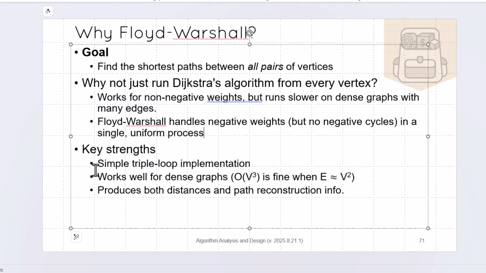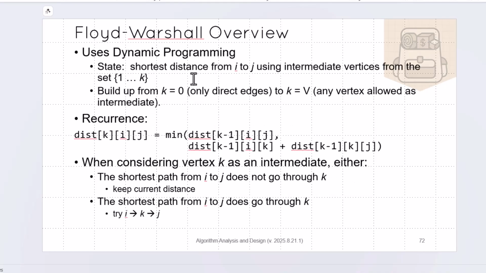Key strengths are that it has a simple triple loop implementation, works well for dense graphs, and big O of the number of vertices cubed is fine when the number of edges is approximately v squared as far as density is concerned. So it produces both distances and the path reconstruction info. So it's very, very good for that. It uses dynamic programming. Okay, so the shortest distance from I to j uses the intermediate vertices from the set 1 through k. Build up from k equals 0, only direct edges, to k equals v, any vertex allowed as an intermediate.